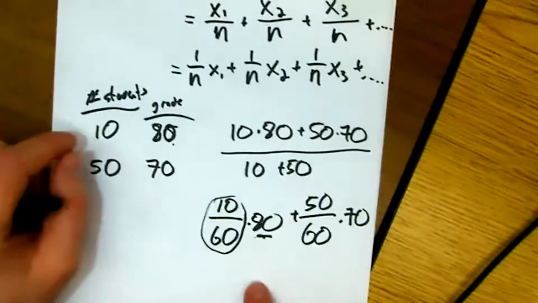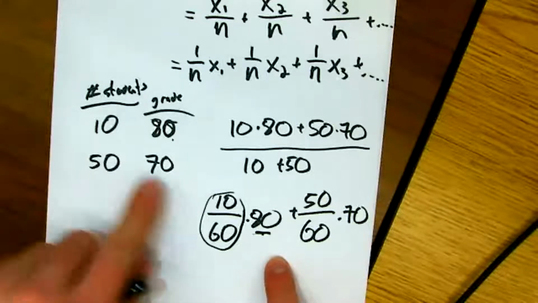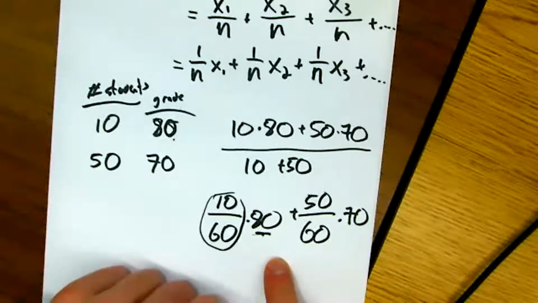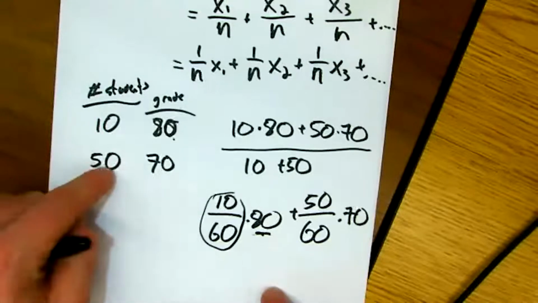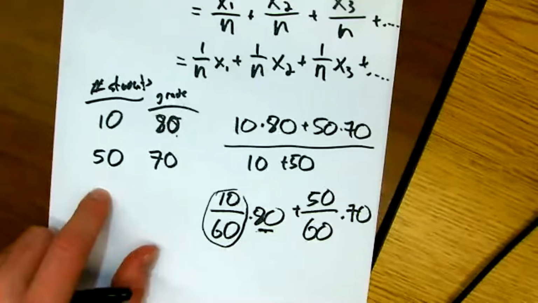So in this scenario, which one of these grades should influence that weighted mean more? The one that has a higher weight, I shouldn't say higher observations, higher weight here, okay?